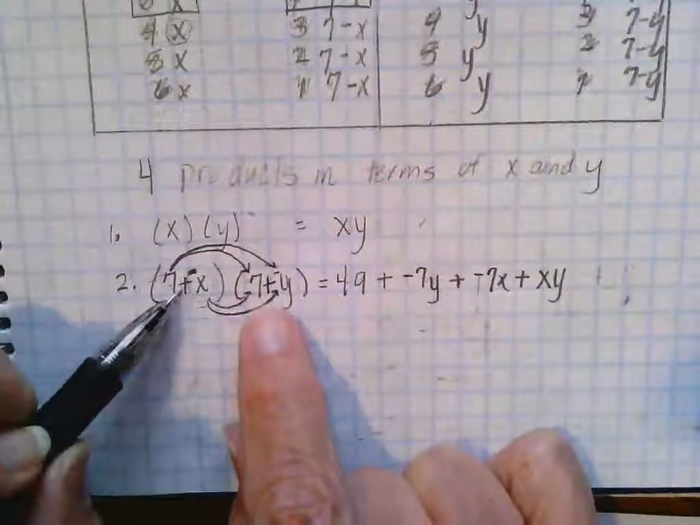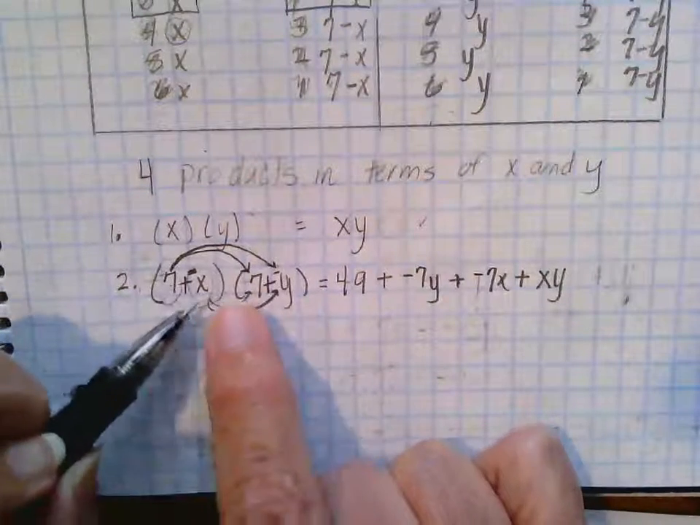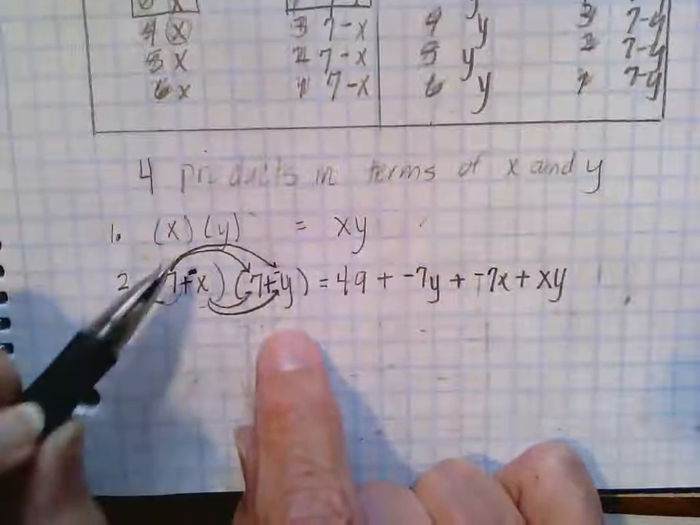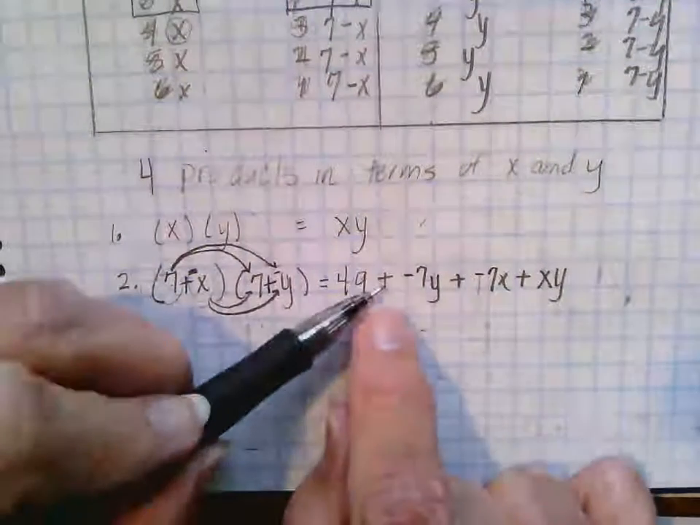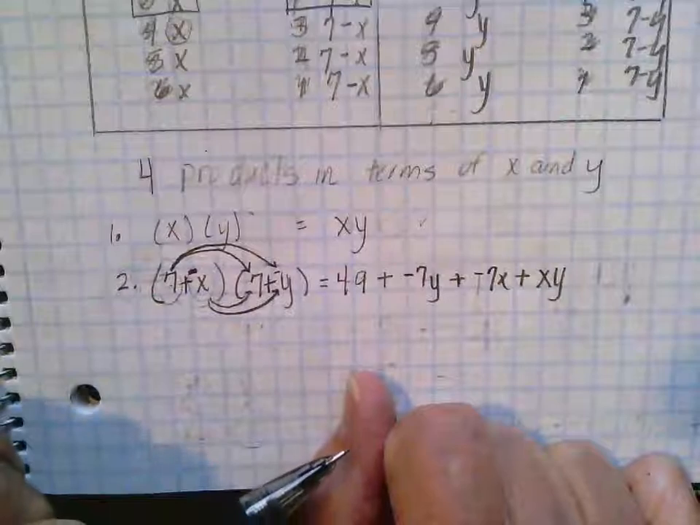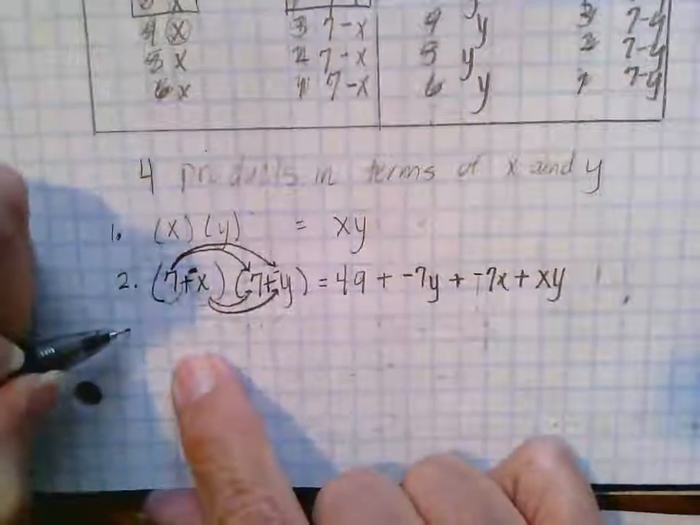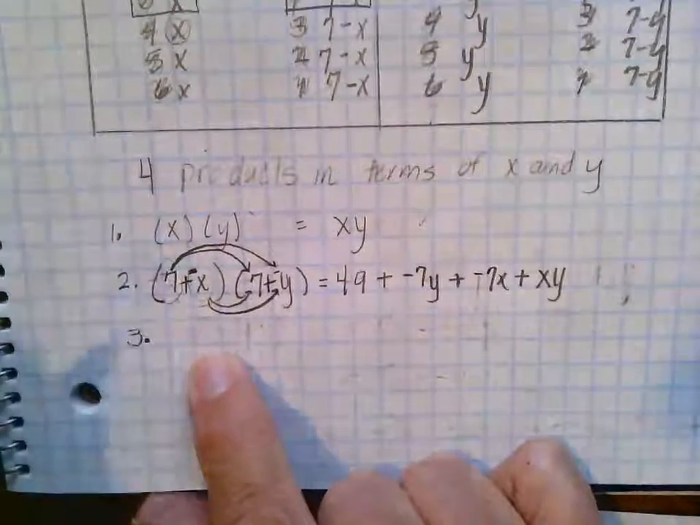The other reason I like to change these subtractions to additions is because when I do distributions like this, I never have to worry about what my sign is in between my terms. I just always know I'm adding. So for me, that is helpful. Okay.